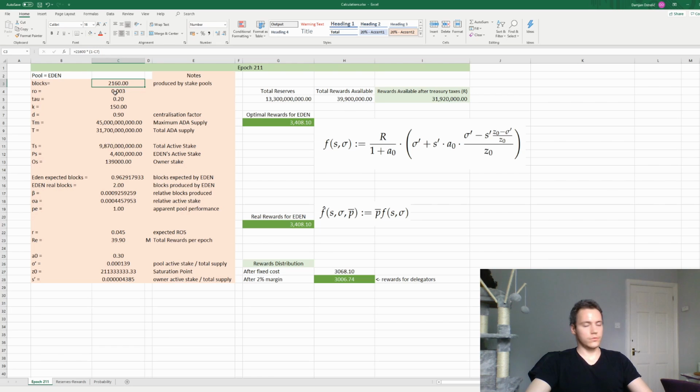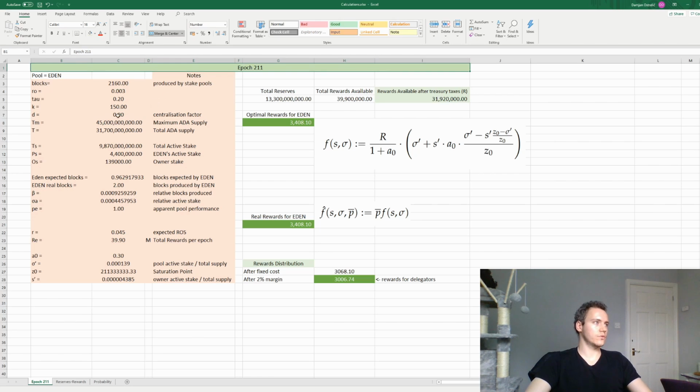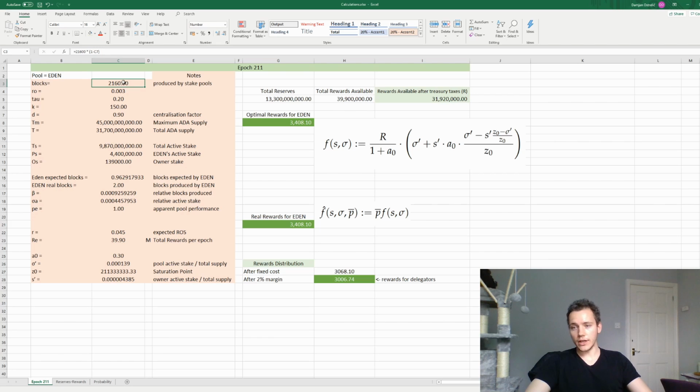So blocks will be the number of blocks produced by stake pools. Rho will be the monetary expansion factor, tau the treasury tax, K the optimal number of stake pools, D is the centralization factor, so we are considering epoch 211 in which it's set to 0.9 and controls the number of blocks produced by stake pools. So if we change that, that will change as well. So that's 0.9. The maximum ADA supply, 45 billion.